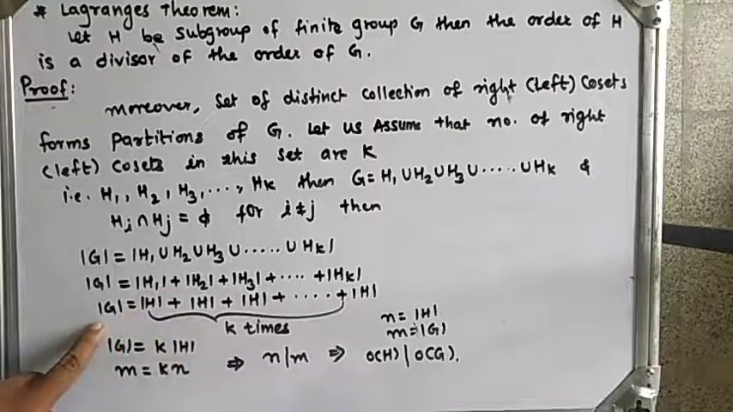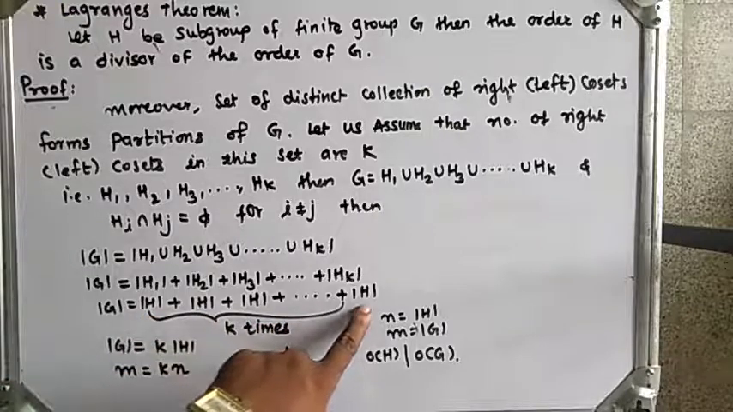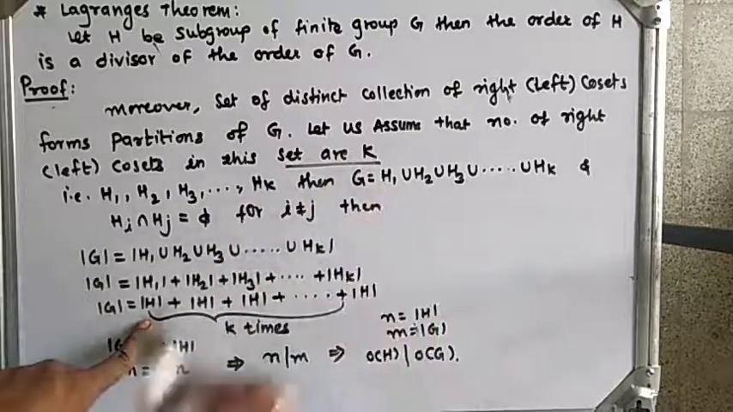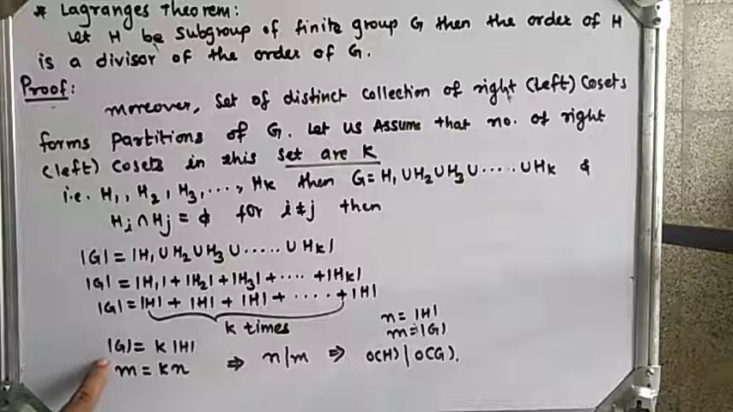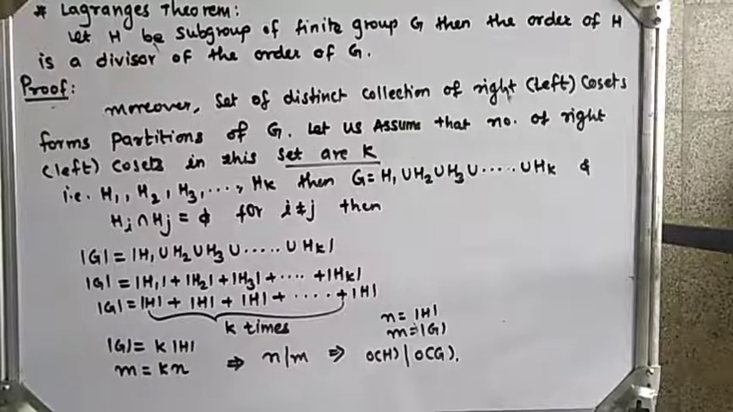So here I will write order of G is equal to order of H plus order of H plus up to order of H, because there are k cosets in total. So this is k times addition, so we will get order of G is equal to k times order of H. So finally we get order of H divides order of the group. This is the proof of Lagrange's theorem: if H is a subgroup of a finite group G, then the order of the subgroup must divide the order of the group.